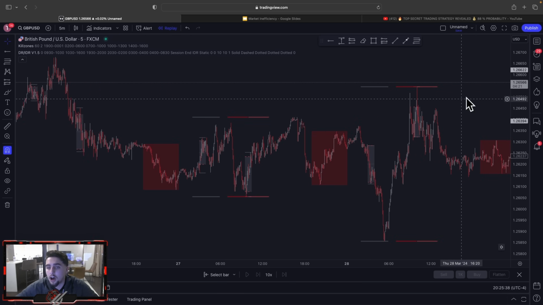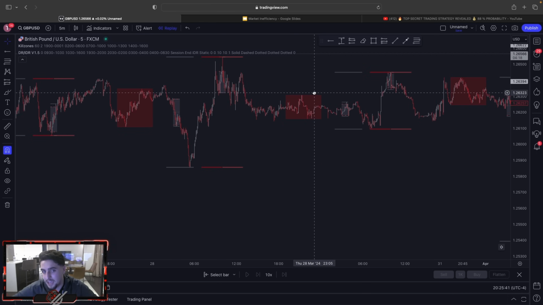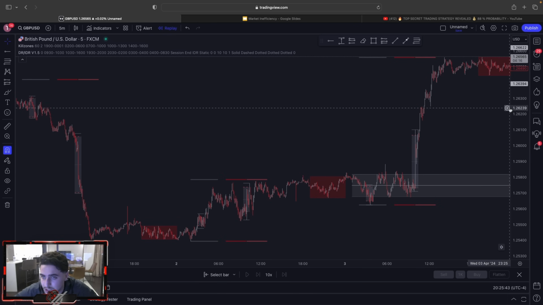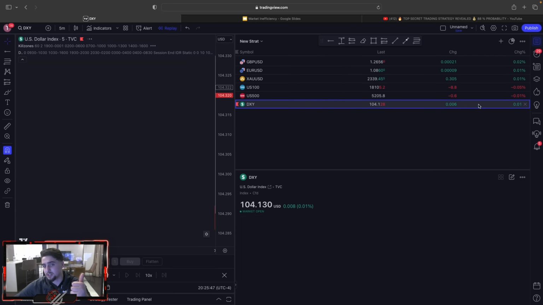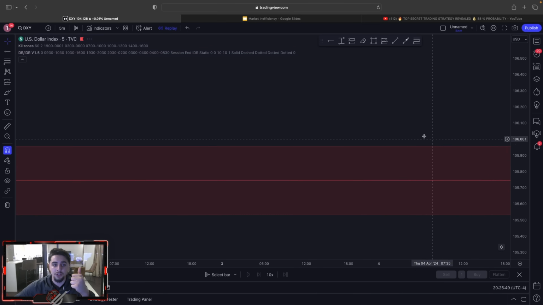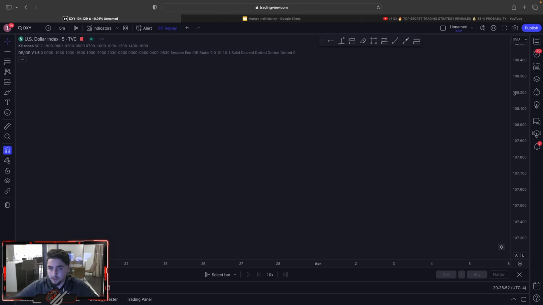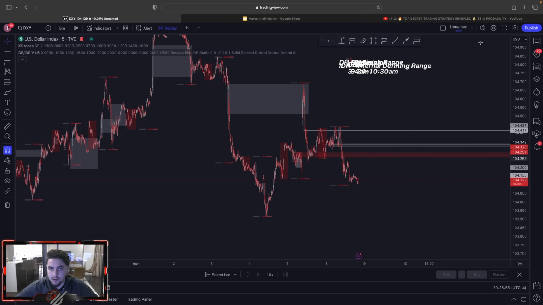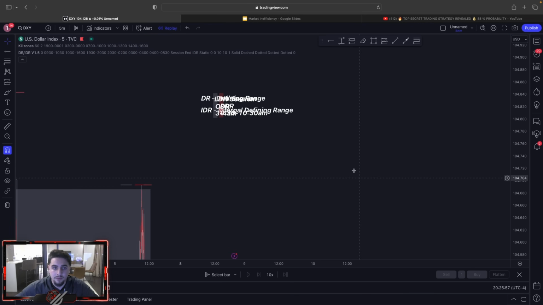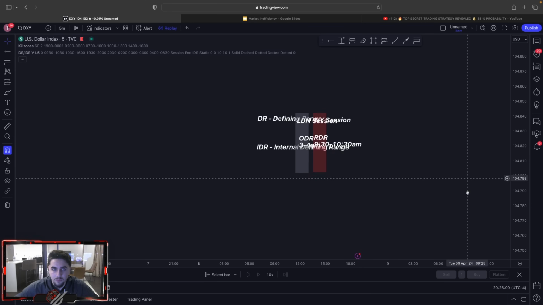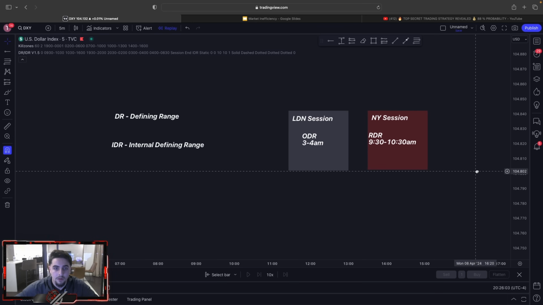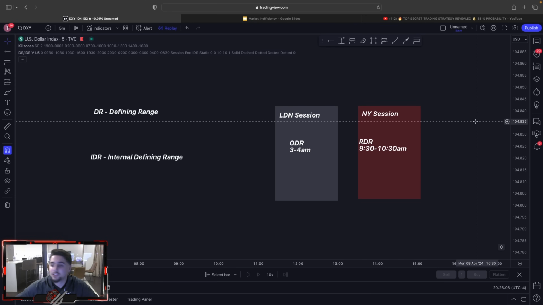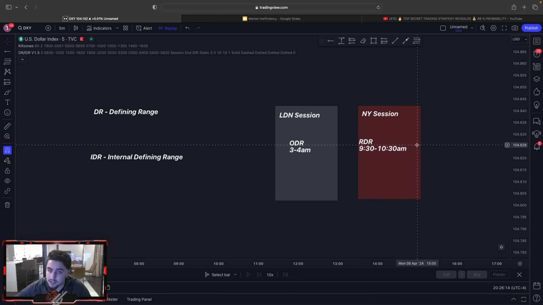Okay, guys, I hope you understood the concept. It is not complicated. The only thing you need to know is the time frames in which the zones form. We mentioned the London session defining range forms during, I'm pretty sure I highlighted it right over here. Let me just zoom into that. There we go. The main thing you need to know is that the London DR is formed during the 3 to 4 a.m. window New York time, and the New York session's DR is formed during the 9:30 to 10:30 a.m. window New York time.